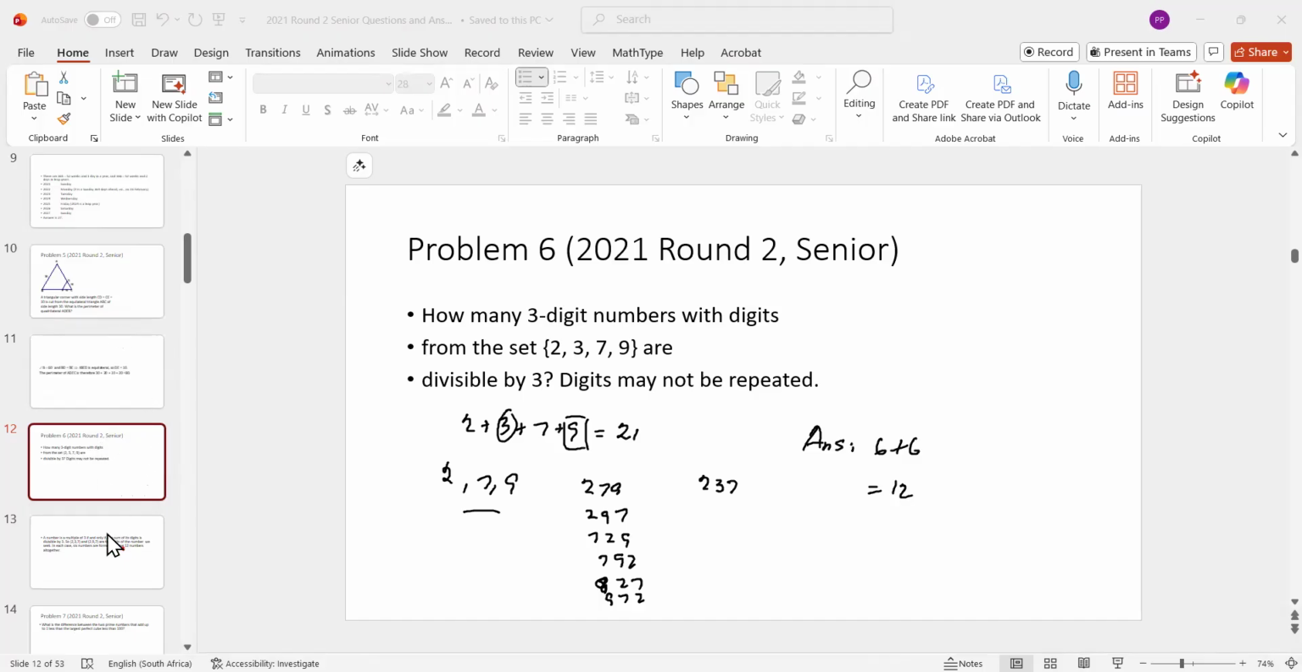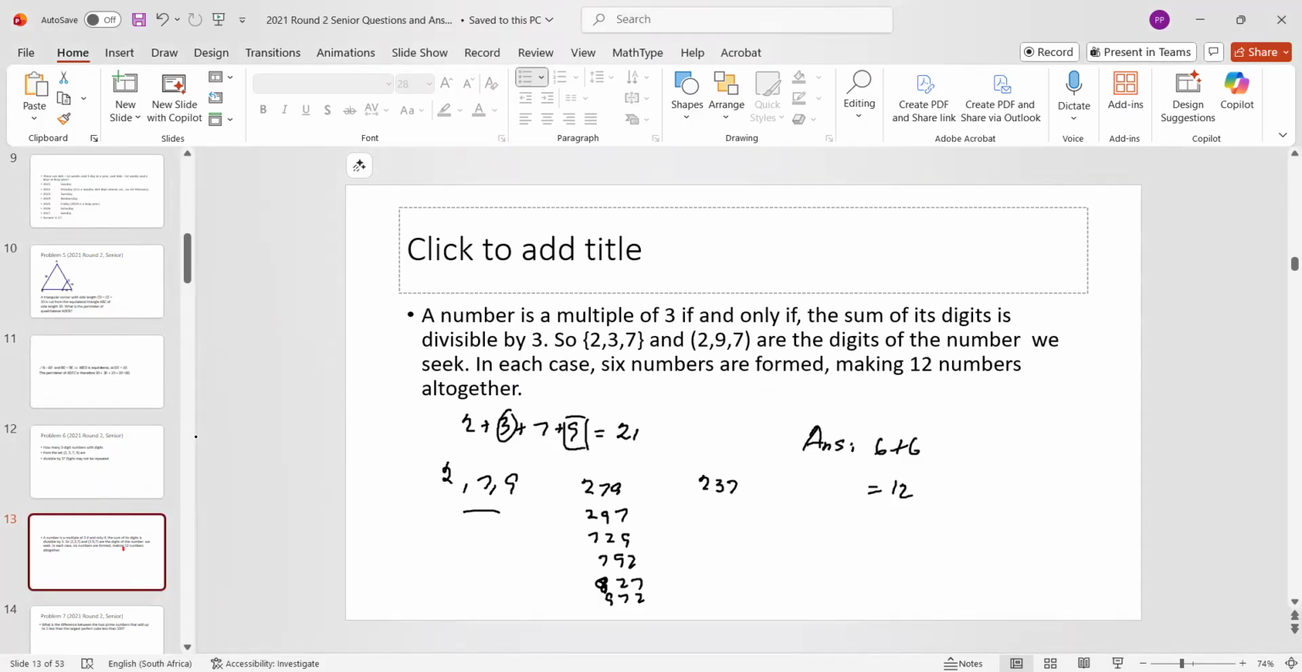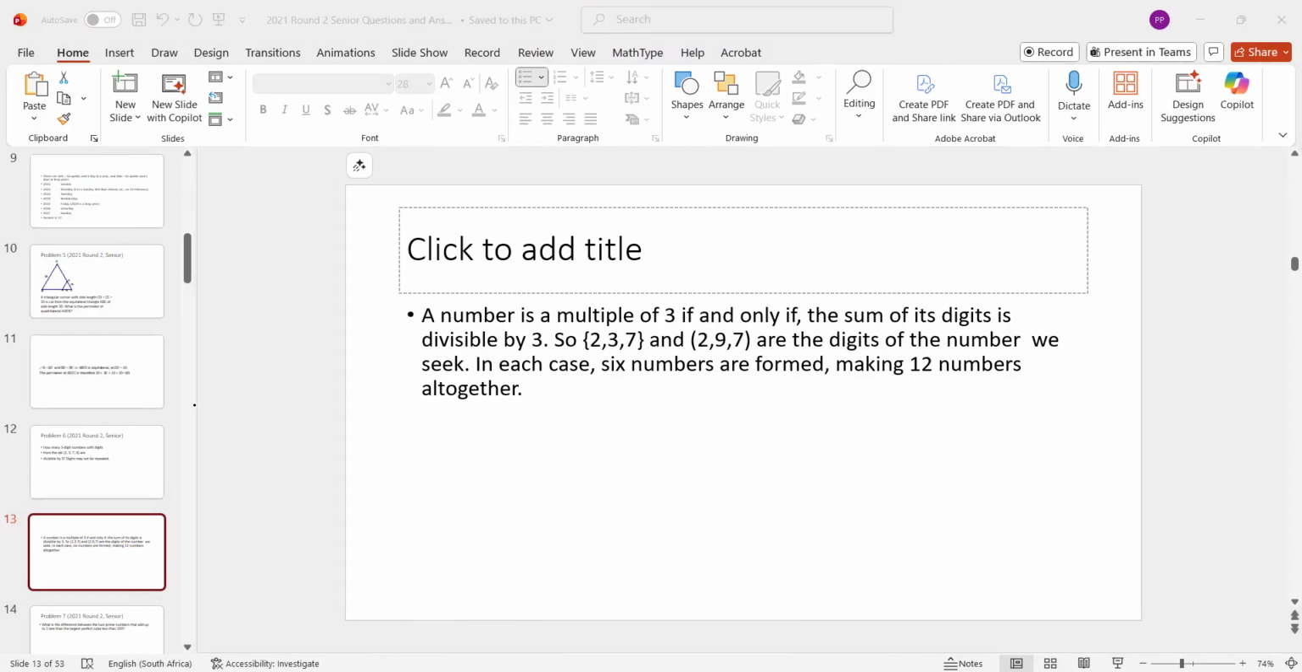Okay, so let's get on to the next question. All right, you can see here it says making 12 numbers altogether in the last line. So this answer gives you the same thing. Let's go on to problem 7.